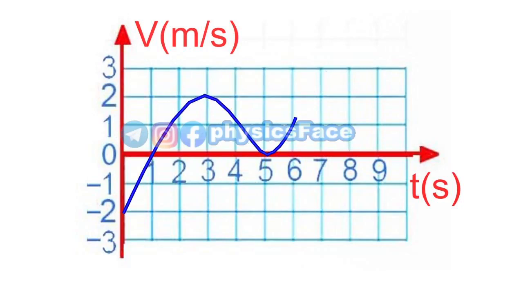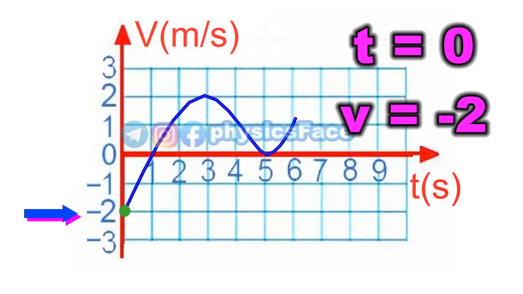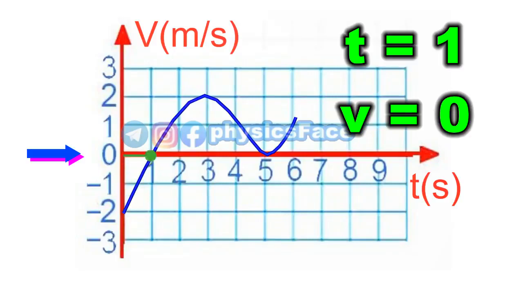Example. The velocity time graph of a moving object is as follows. Specify its direction, and at what moments the direction of the object has changed? Answer. The initial velocity of the object is -2 meters per second, that is, it moves in the opposite direction of the coordinate axis. The object slows down.